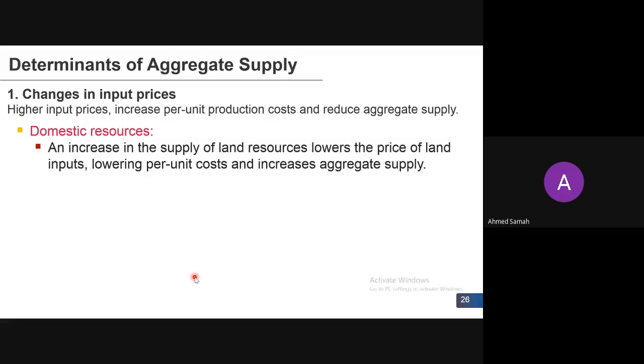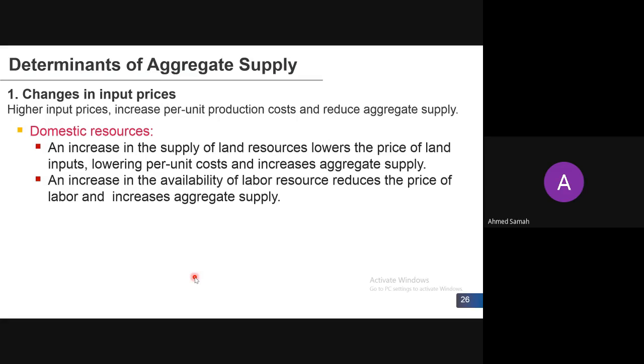Because when resources increase, the price of that resource will fall. When the price of that resource falls, that means the cost of inputs is being reduced for businesses. When the cost of inputs falls, that means there will be a lower cost per unit, allowing businesses to produce more goods and services, which will increase aggregate supply.